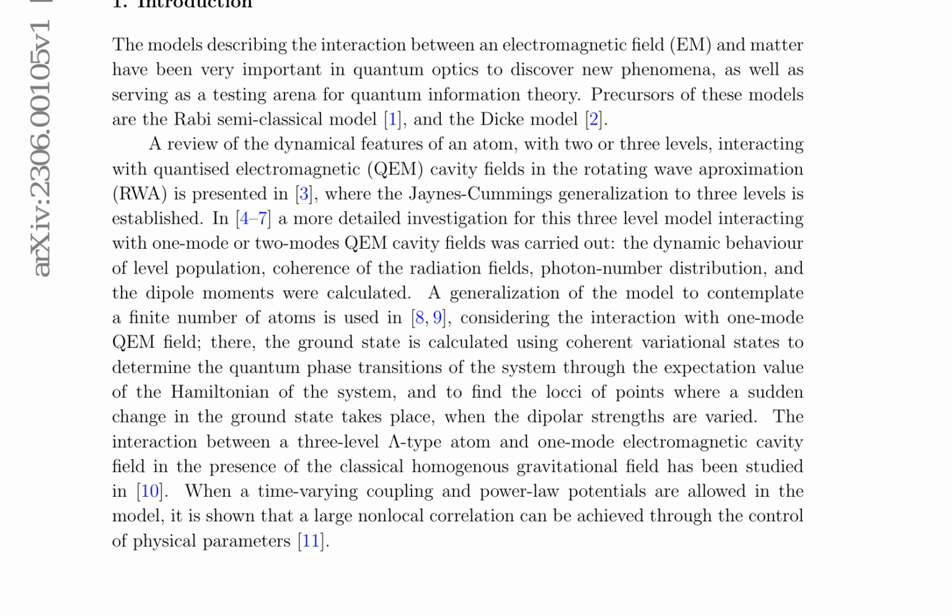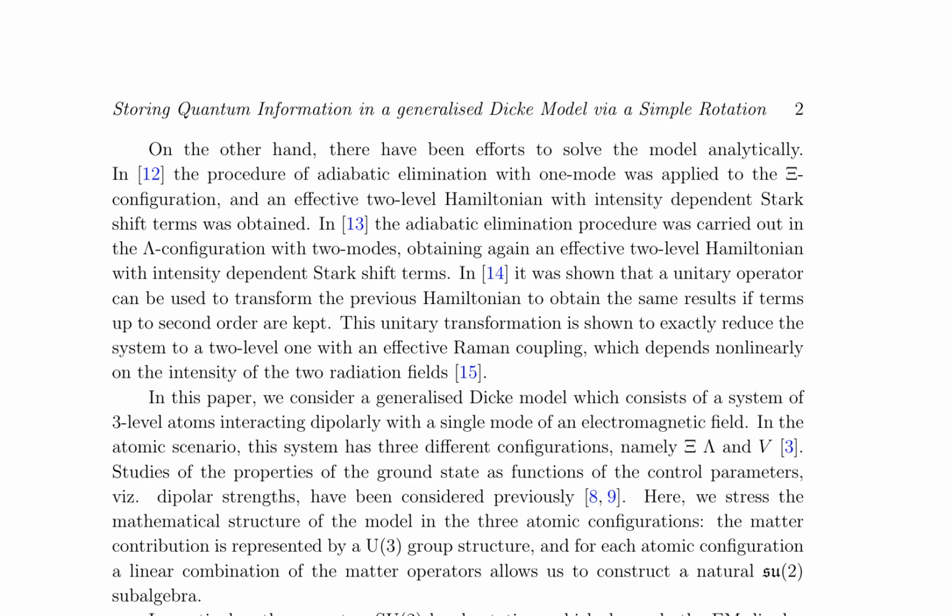For the Lambda and V configurations, the one-body matter interaction disappears when two of the atomic energy levels are degenerate, at equal detuning, resulting in the expectation value of the population of one or the other atomic level becoming a constant of motion that vanishes for the ground state.